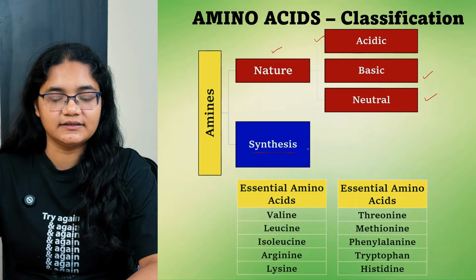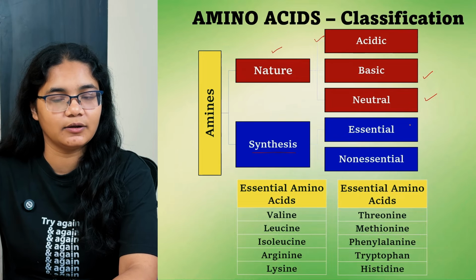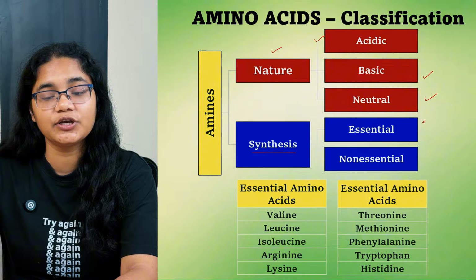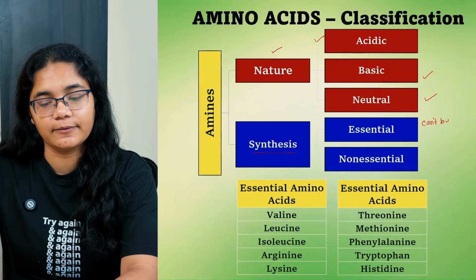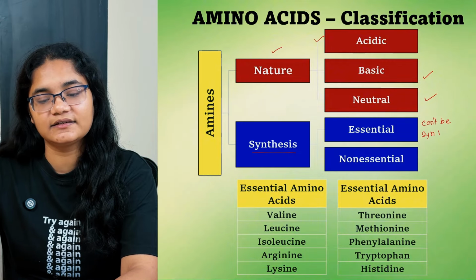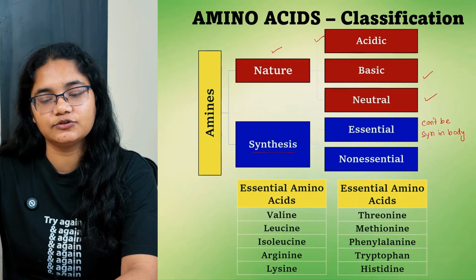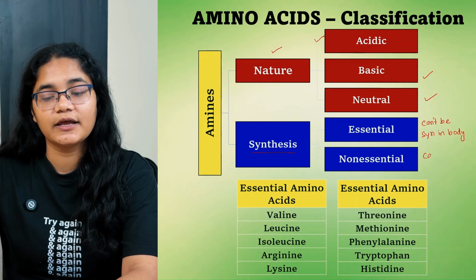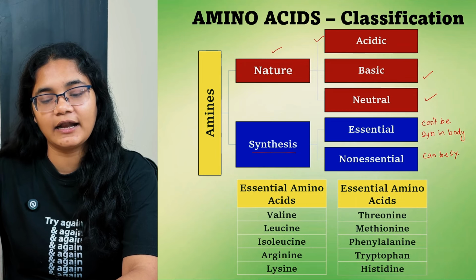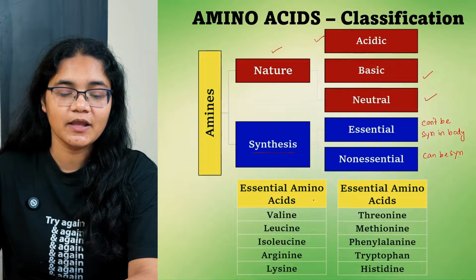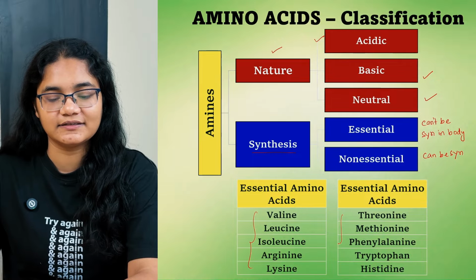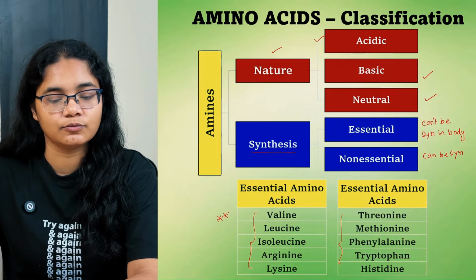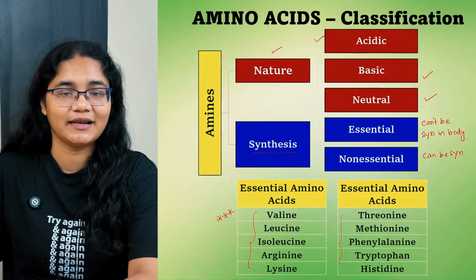Now on the basis of synthesis, we have essential and non-essential amino acids. Essential are those which cannot be synthesized in the body. It has to be consumed from the diet. Whereas non-essential amino acids are those which can be synthesized in the body and don't have to be taken from the diet. Now this is the list of your essential amino acids. Every year a question is asked from here, so please remember the definition as well as the examples.